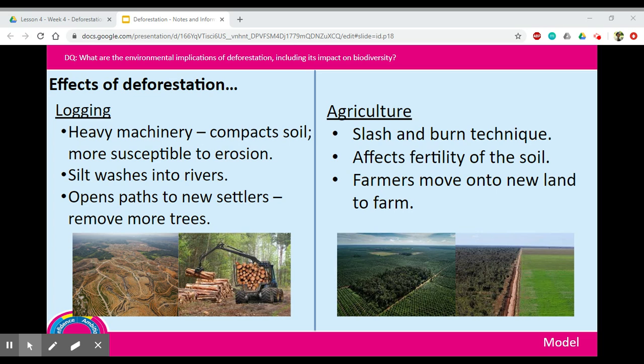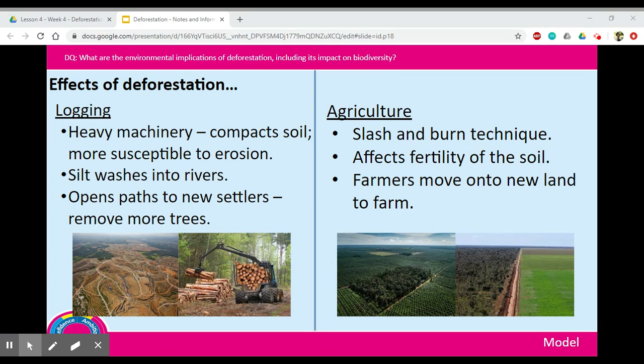Looking at agriculture now. To clear land for agriculture, a technique is often used called slash and burn, and this is when the plants are just chopped down and burnt where they lie. So this affects the fertility of the soil, and only farmers who can afford fertilizers to put nutrients back into the soil are able to use that soil. Farmers who come from developing lands, who are poorer and can't afford fertilizers, have to move on to new land. And by doing that, they're going to need to clear more trees to use that land. So that just increases deforestation.